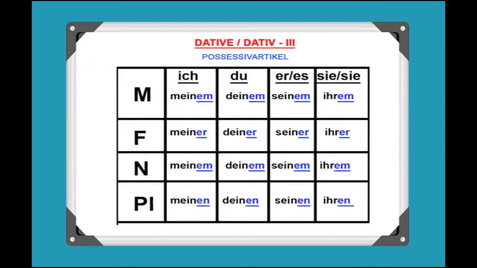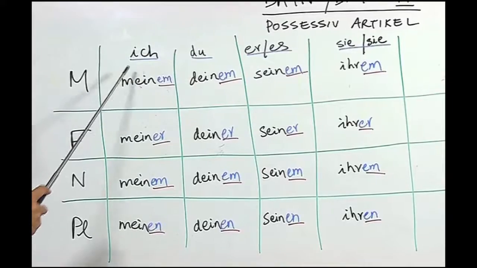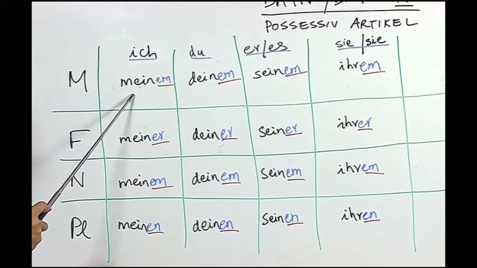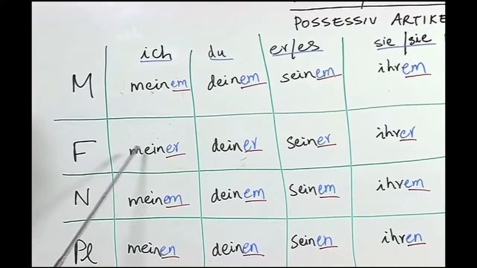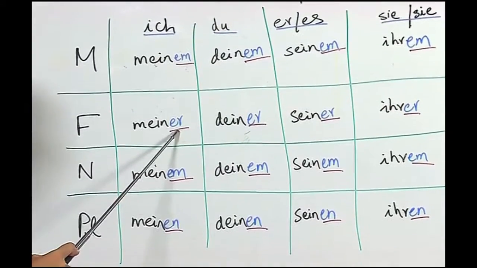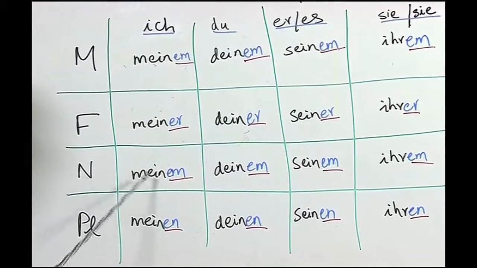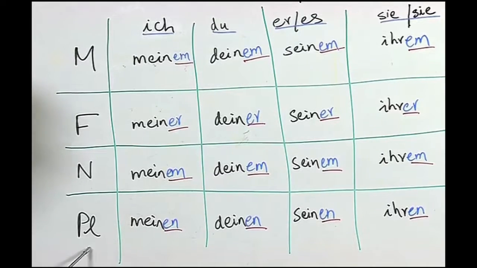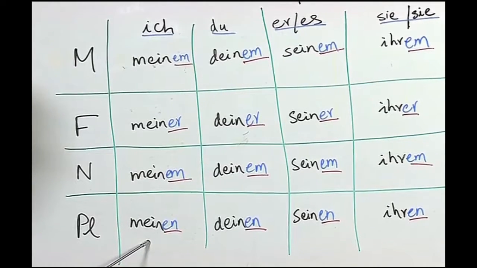Now, let us look at the possessive article of these pronouns in Dativ. For masculine, we have the possessive article meinem. For feminine, we have the possessive article meiner. For neutral, we have the possessive article meinem. And for plural, we have the possessive article meinen.